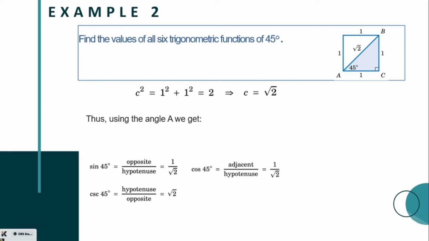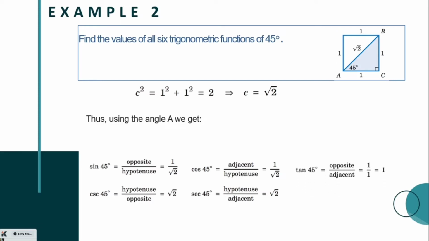Next, cosine 45 degrees, that's just equal to adjacent over hypotenuse. The adjacent side is 1, then the hypotenuse is square root of 2. Next, for secant, we have hypotenuse over adjacent. Again, that's just equal to square root of 2, since the hypotenuse is square root of 2 over the adjacent, which is just equal to 1. So square root of 2 over 1 is equal to square root of 2.